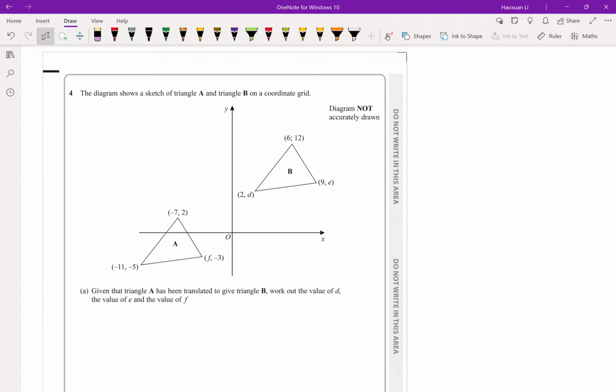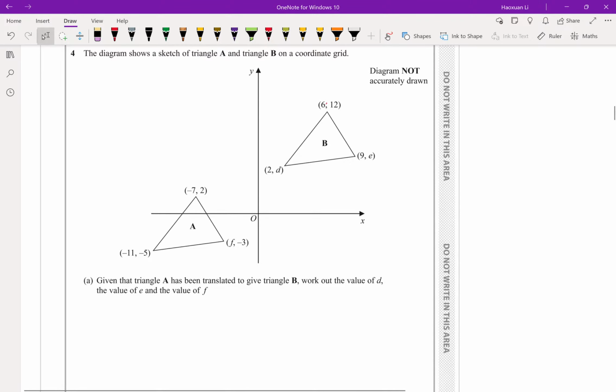Question 4. The diagram shows a sketch of triangle A and triangle B on a coordinate grid. So this shows the information here.